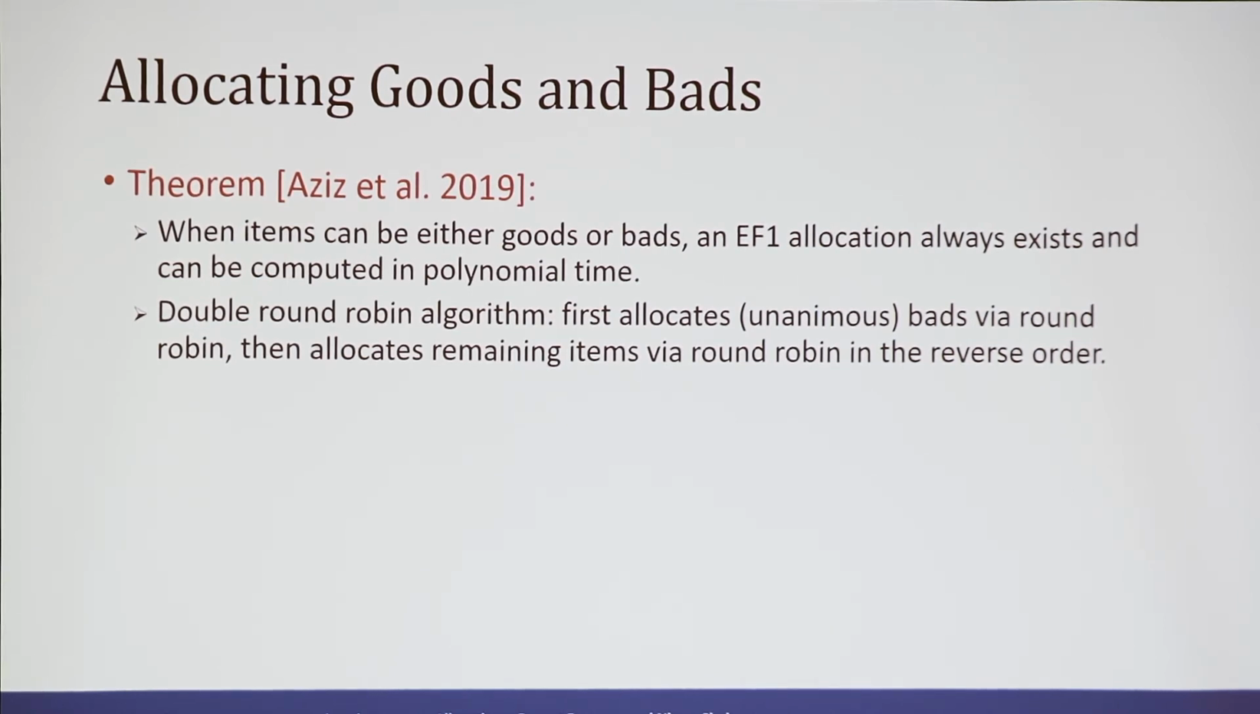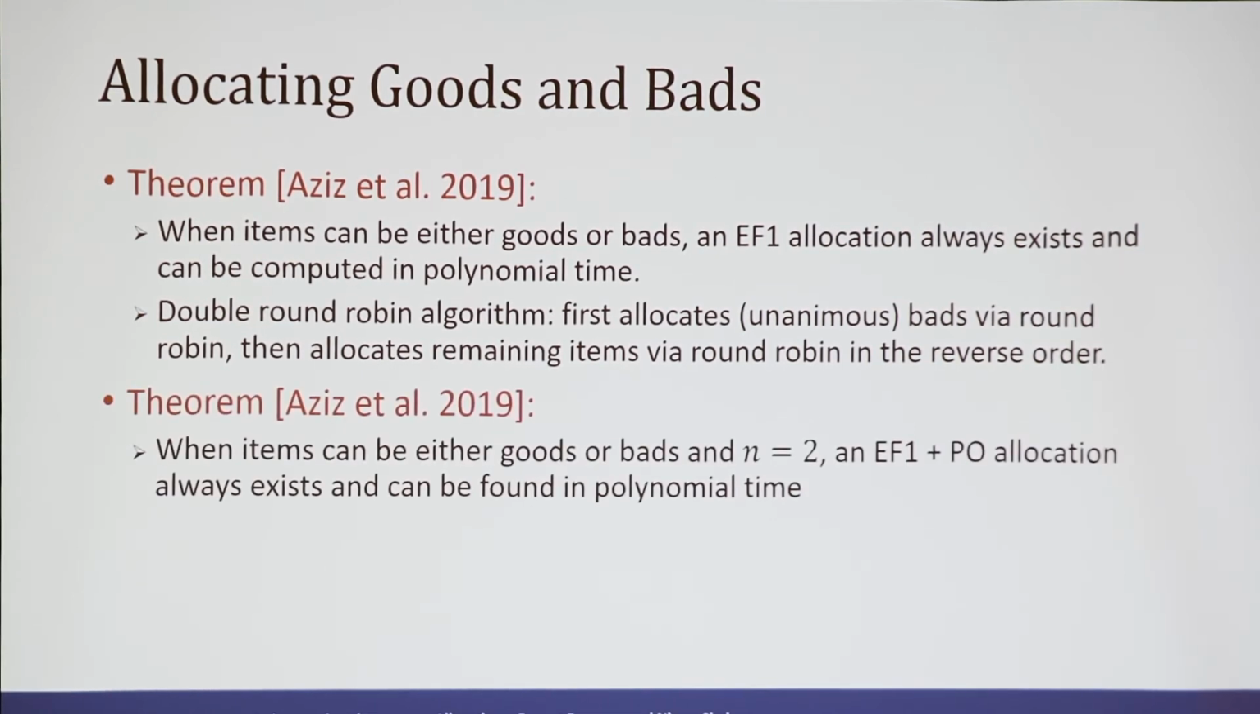Okay, so what can you do here? Well, one thing that you can do is you can still compute an EF1 allocation. It's already somewhat more non-trivial than computing an EF1 allocation just for goods or just for bads. So how it works is they run a double round-robin algorithm. They first allocate all the items that everyone agrees unanimously are bads. Right? They do that by round-robin. And then, in the reverse round-robin order, they allocate all the remaining items, items that at least someone thinks are goods. Turns out that this satisfies this more general version of EF1. They also show for n equals 2 that you can get an EF1 plus PO allocation in polynomial time always.